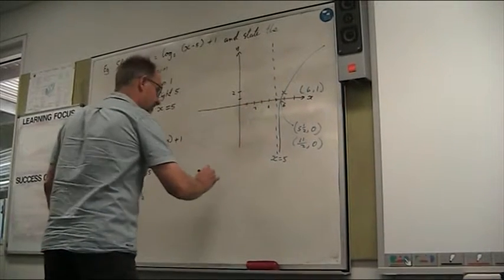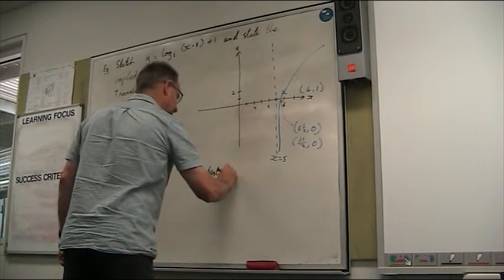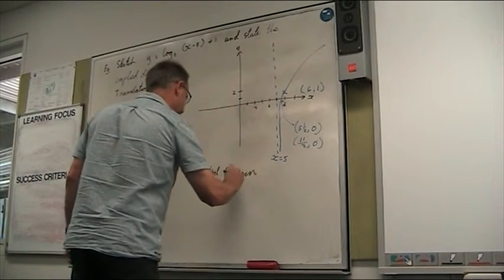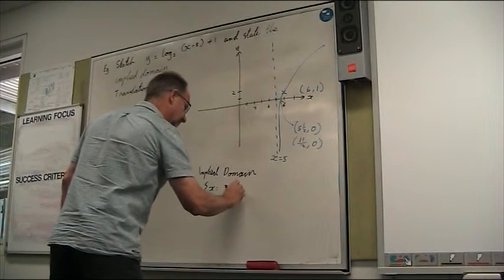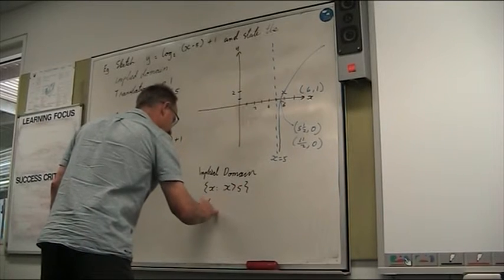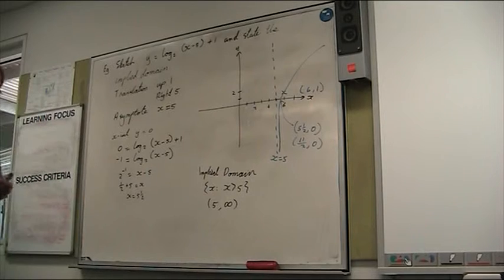Alright, so implied domain. There's 2 ways we can write it. We can write it in set notation, like that, or you can write it like that. How come it has a round bracket? Because it never touches 5. Because 5 is the asymptote, so theoretically it doesn't touch. It gets closer and closer and closer, but doesn't actually get there.